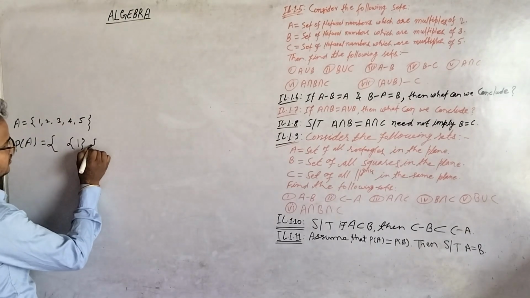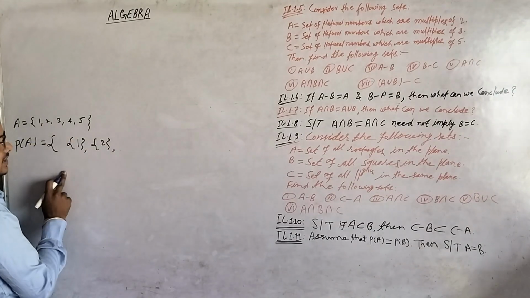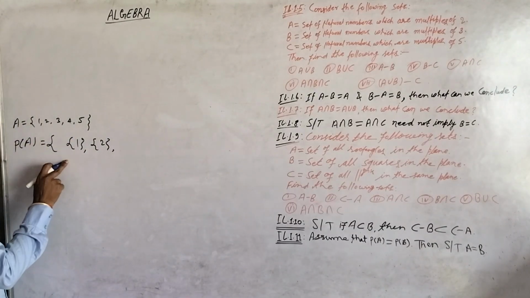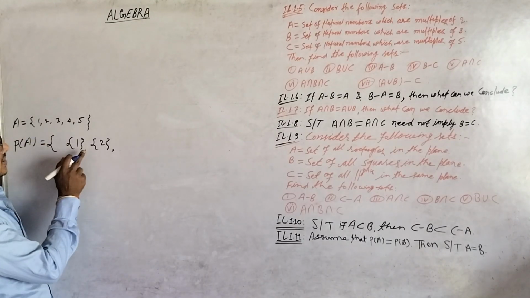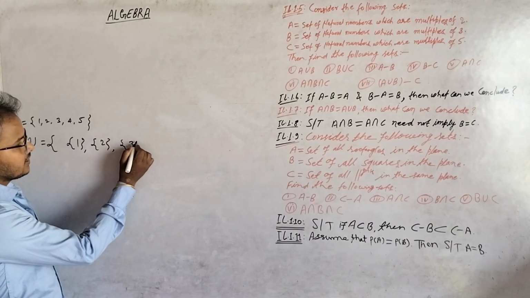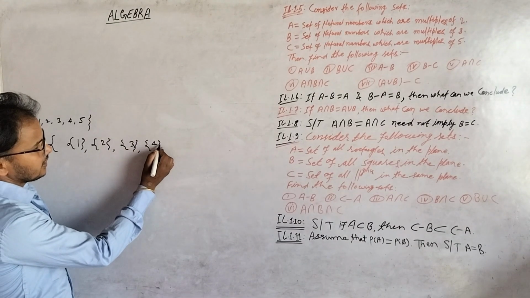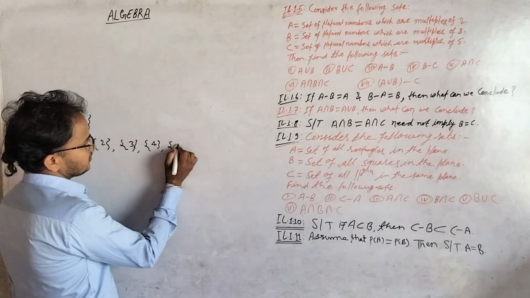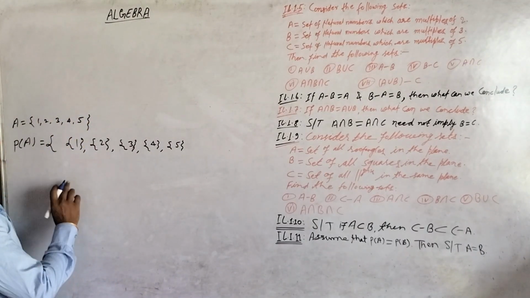Firstly we write the singleton sets. All the singleton sets of this set are contained in the power set. So firstly we write all the elements as singleton sets: {1}, {2}, {3}, {4}, and {5}.